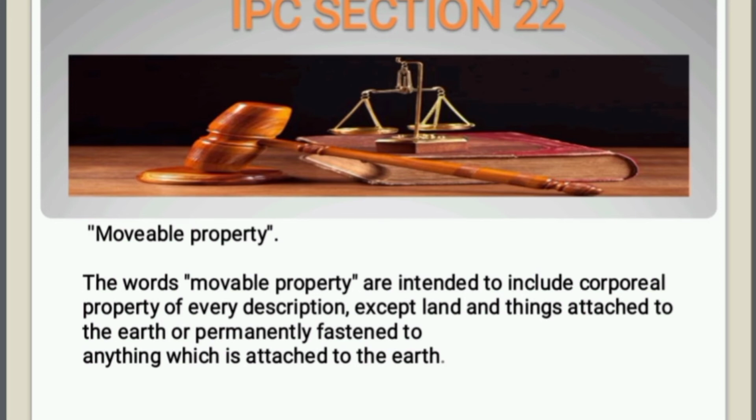The Indian Penal Code 1860. The words movable property are intended to include corporeal property of every description, except land and things attached to the earth or permanently fastened to anything which is attached to the earth.